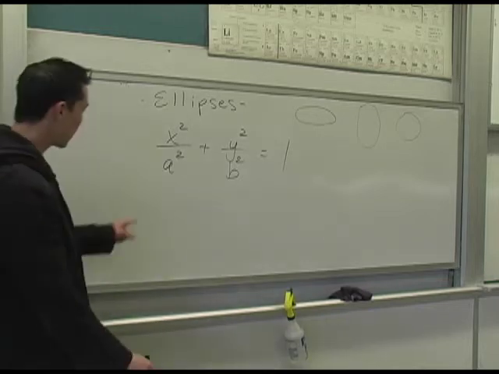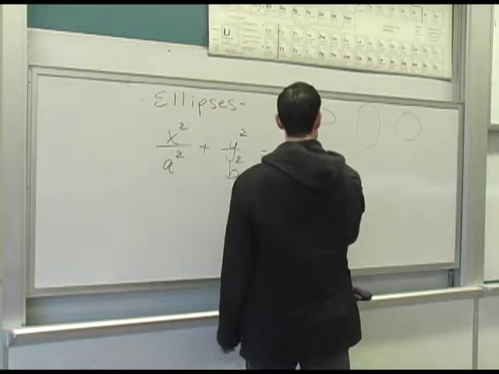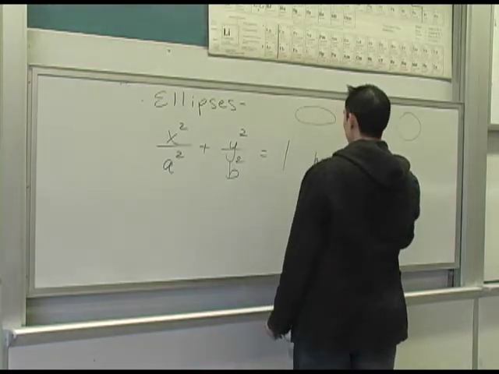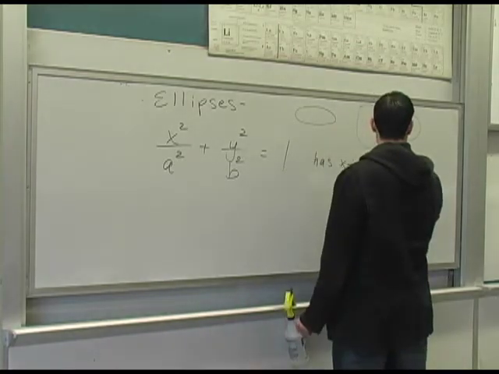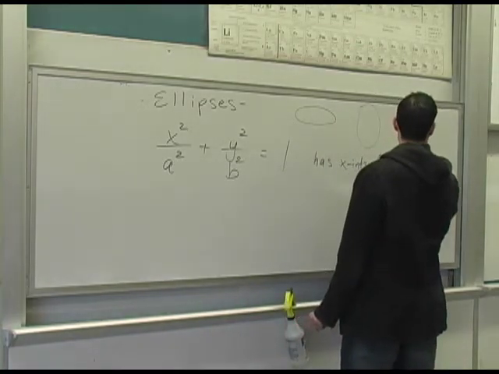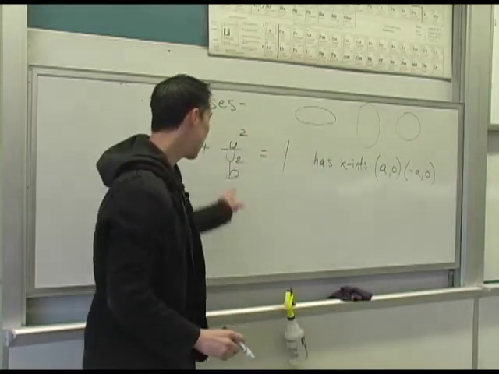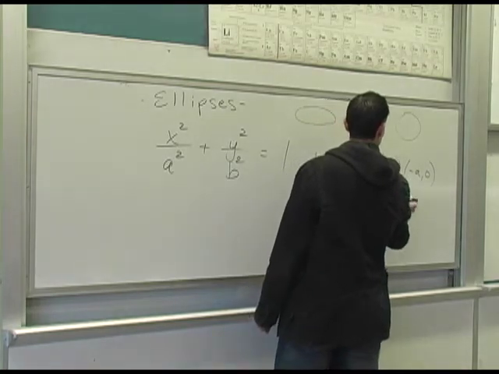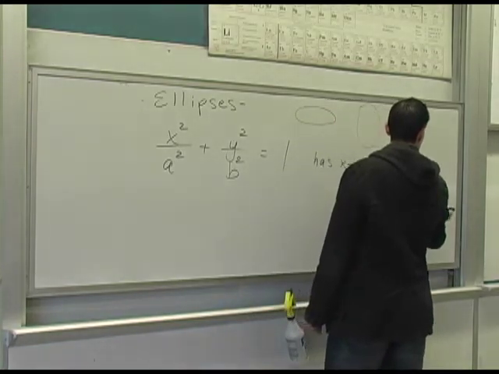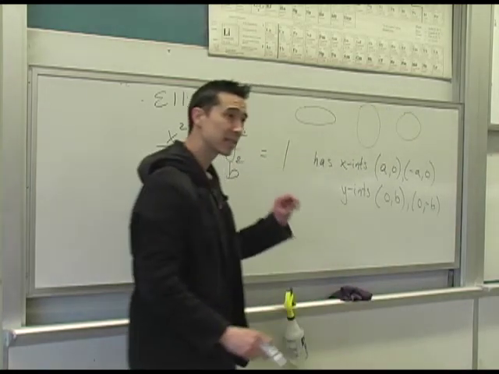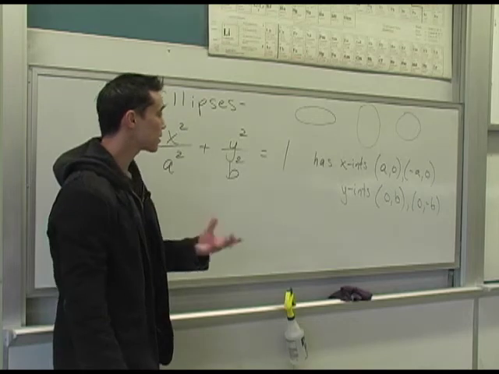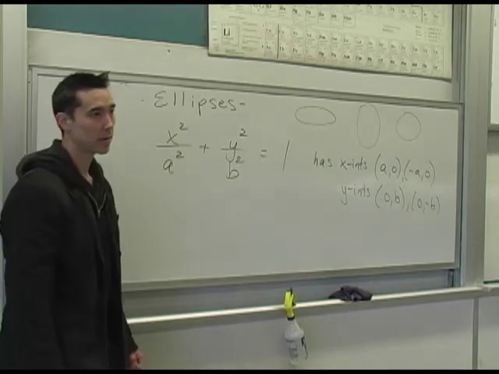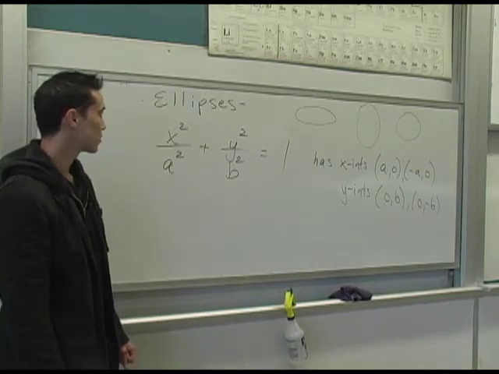And a couple of things. How do I know what the graph looks like? Well, this graph will have x-intercepts at the a value, so (a, 0) and (negative a, 0). Those will be your x-intercepts. And your y-intercepts will be at the b values. (0, b) and (0, negative b). Okay, so that'll tell us exactly where to go. Roughly, our sketch is going to be these 4 points and just kind of fit a football shape with those 4 points. Okay? So that's kind of how we approach these ellipses.